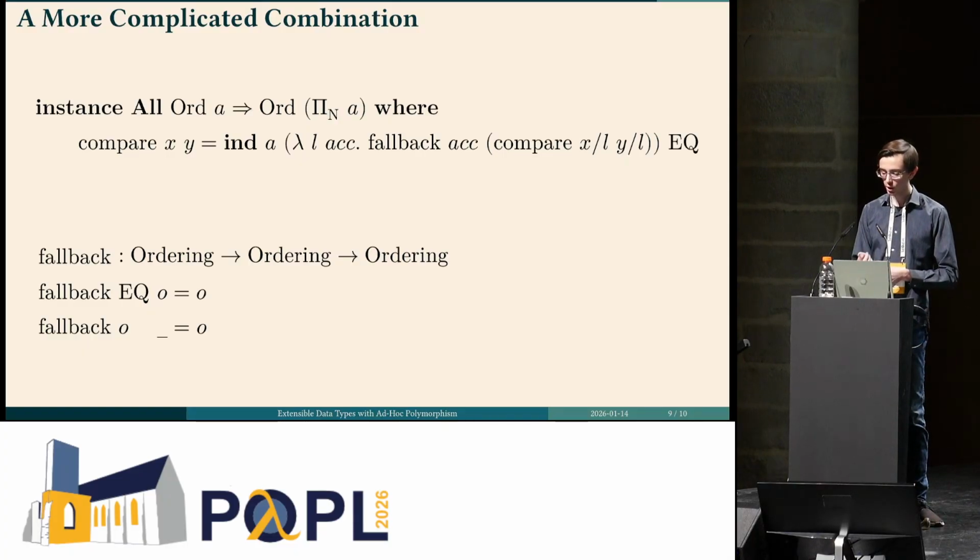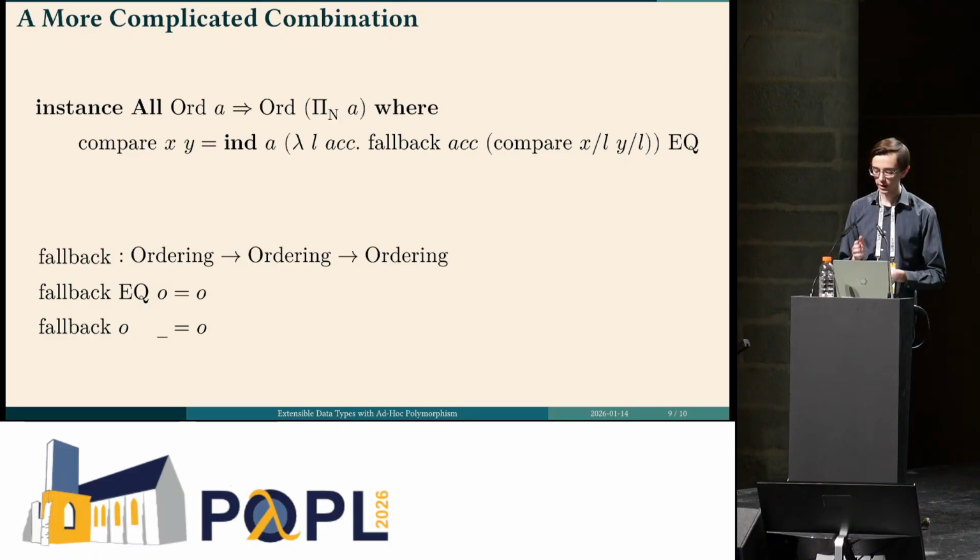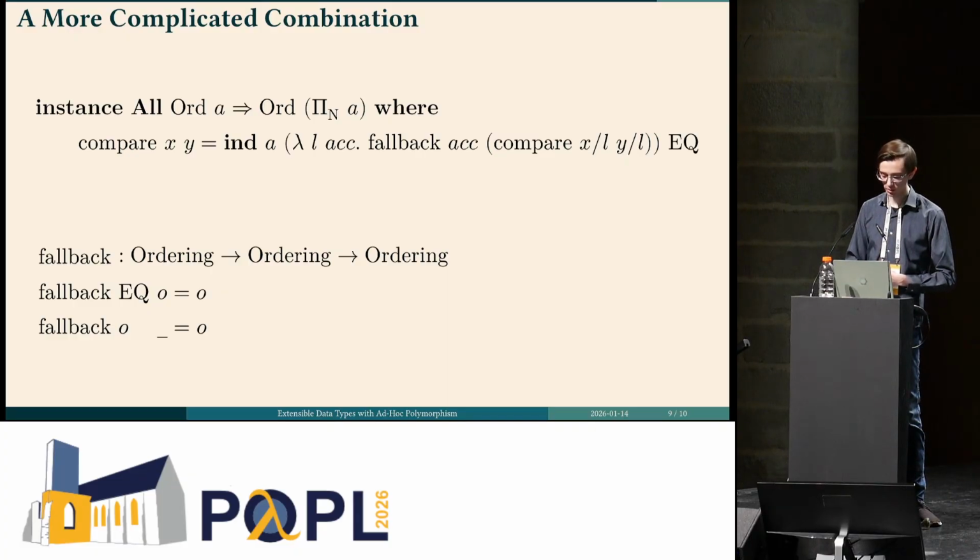And here is the second argument to fall back. We're going to compare the current fields that we're looking at based on L in X and Y. And yeah, this is the whole instance. And this applies to any record where all of the fields implement the ORD type class. So there's two really important things that I want to point out here.